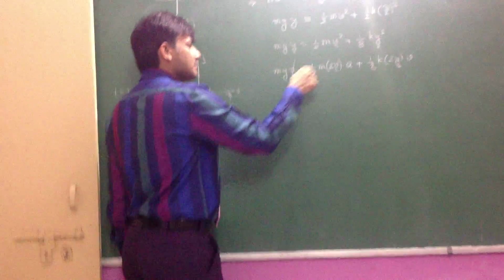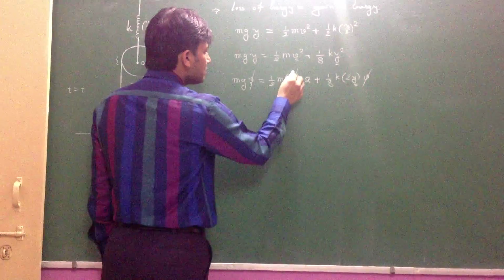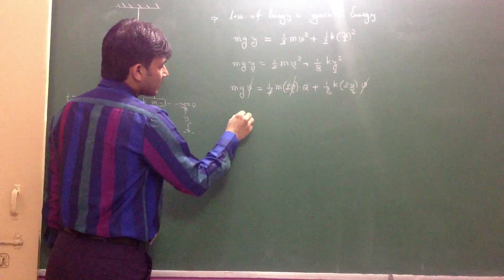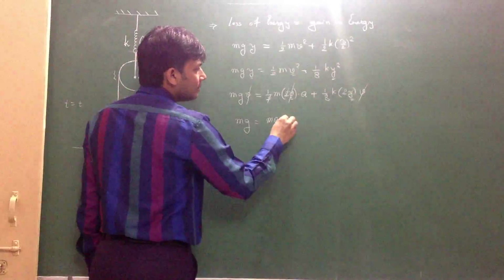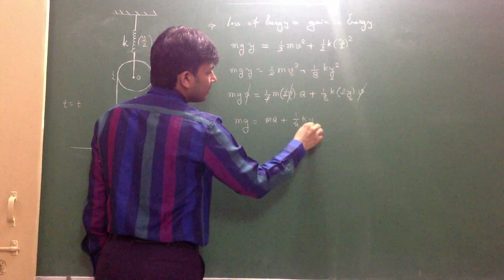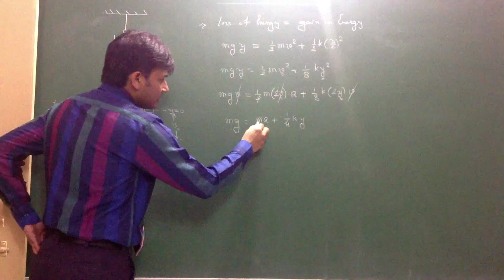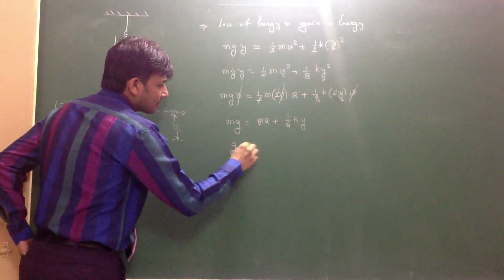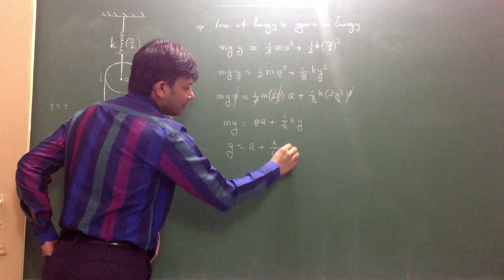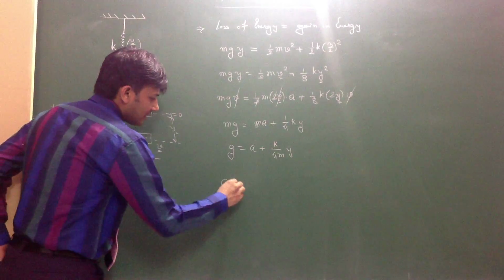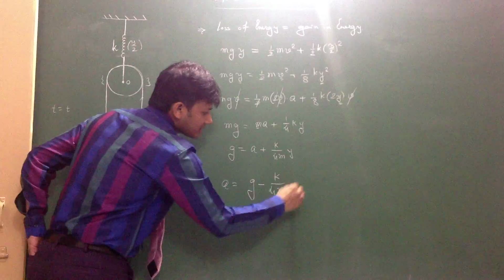In all these problems, velocity will be cancelled. We can divide the equation by y or v. So I get mg is equal to ma plus 1 by 4 ky. Now let me divide the equation by small m. So I will get g is equal to a plus k by 4m y. So I can write it like this: acceleration is equal to g minus k by 4m y.